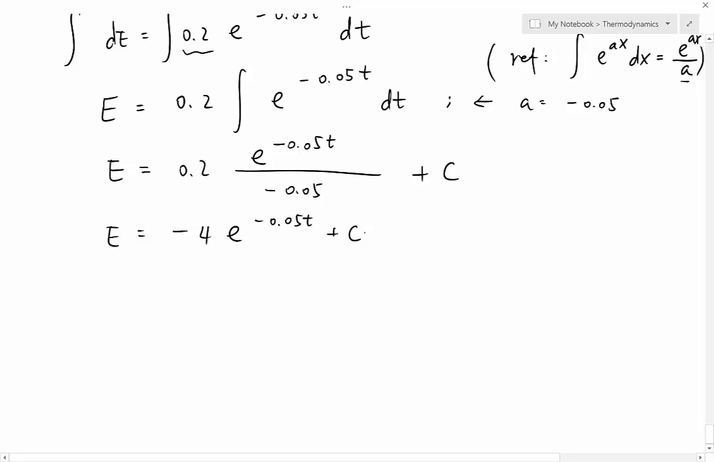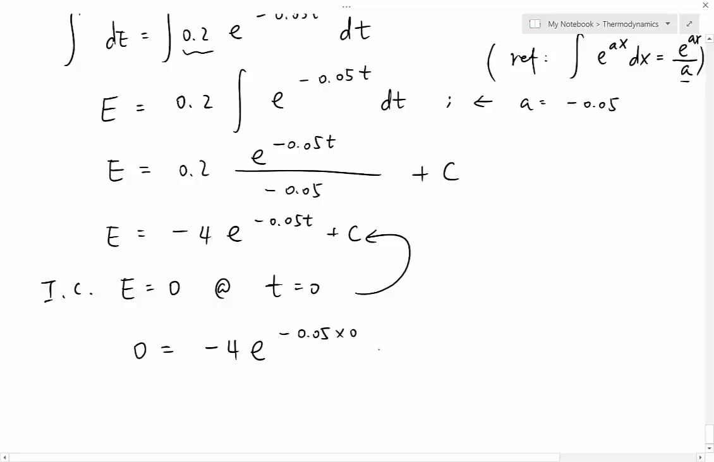How do we look for this constant? Usually we need an initial condition, IC standing for initial condition. Do we have an initial condition? Yes, because we're given capital E is equal to 0 when time is equal to 0. So we plug this initial condition back into the equation. Left-hand side, capital E is 0. Right-hand side, negative 4 times e^(-0.05 times t), and what is t? 0. Then plus C. From here, we can easily find C is equal to 4.